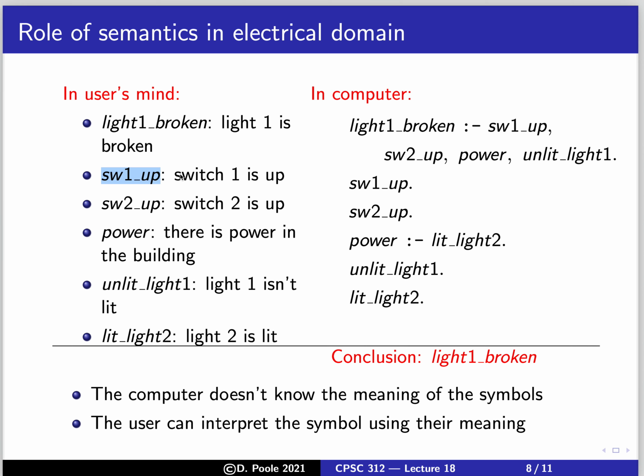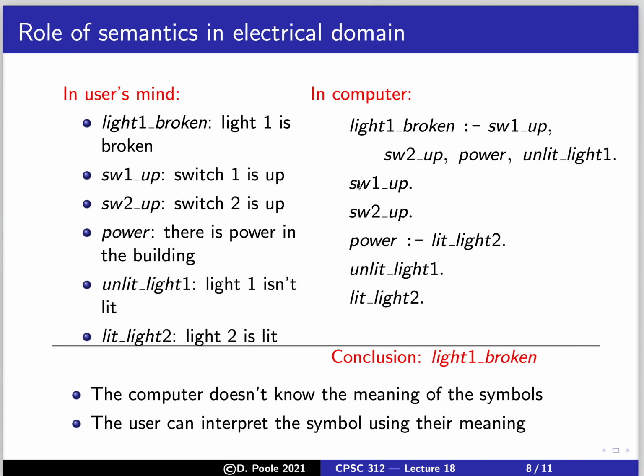SW1 is up has a meaning that switch 1 is up. Similar for switch 2. Power as a proposition means there's power coming into the building. And they might have an atom like light L1 unlit, which has a meaning that light 1 isn't lit. The computer doesn't know what these meanings are, but you're going to tell it facts.